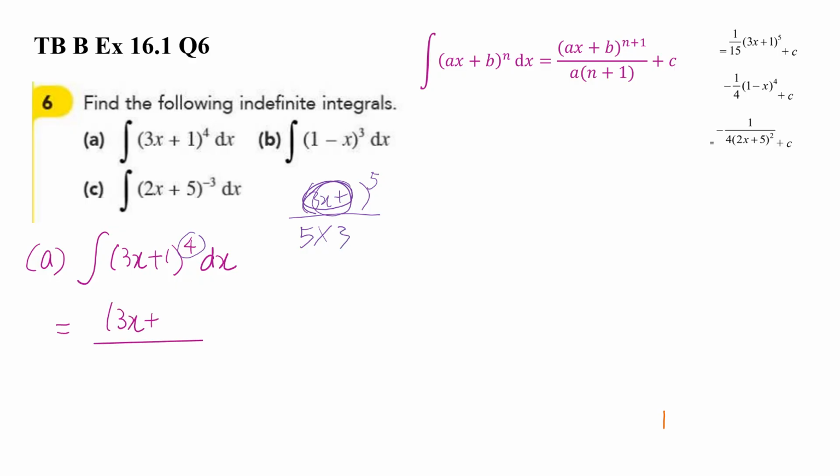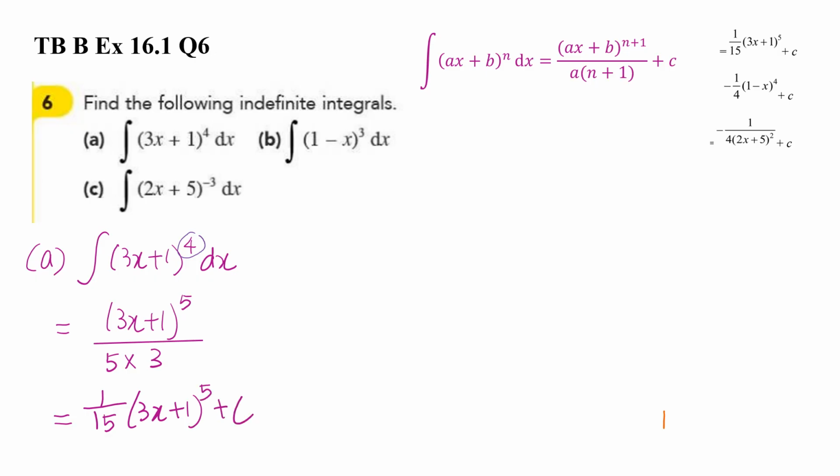So this is what we have. And of course, not to forget, you need to plus C. Okay, you can actually write it in this way, or you can just leave it as this over 15 plus C. Okay, I don't think the marker will fault you for writing that. It's just that I pull out 1 over 15 as the coefficient.